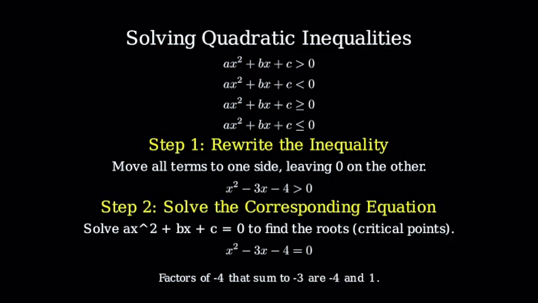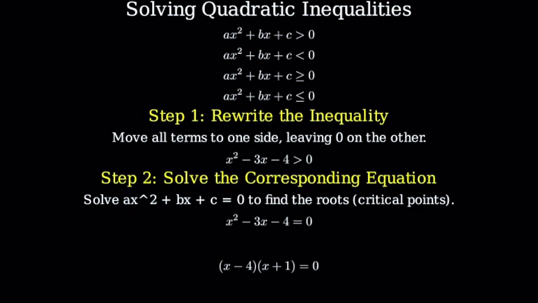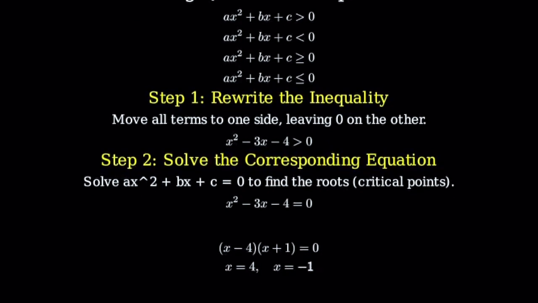We can solve this by factoring. We look for two numbers that multiply to −4 and add to −3. These numbers are −4 and +1. So, the equation factors as (x − 4)(x + 1) = 0. This gives us the roots, or critical points, x = 4 and x = −1.